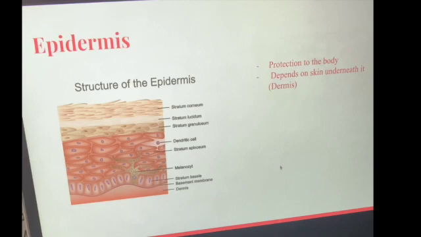First, we have the epidermis. This is the thinner outer layer of the skin. Its function is to provide protection to the body. It also depends mostly on the dermis, which is the layer of the skin underneath it, to provide access to nutrients.